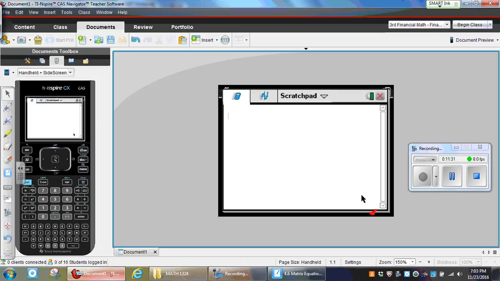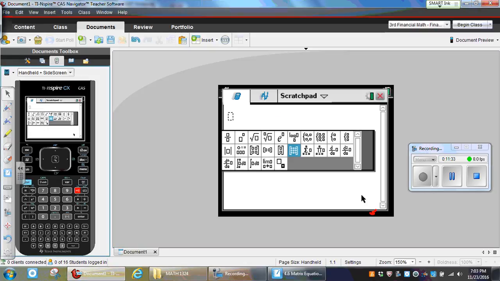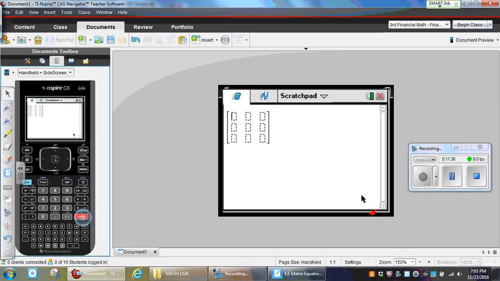So I'm going to go to my calculator and enter the coefficient matrix, which is a 3 by 3. And that is 1, negative 1, 1, 0, 2, negative 1, 2, 3, and 0. And so remember, we need the inverse of that to find the solution to our system.